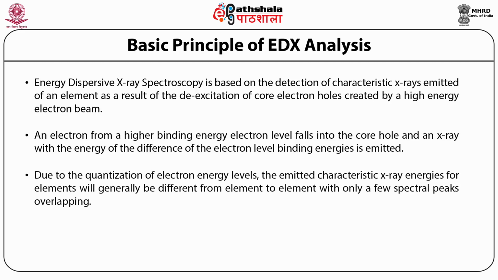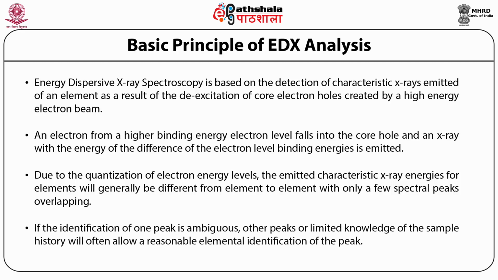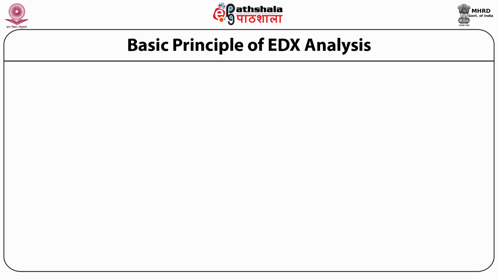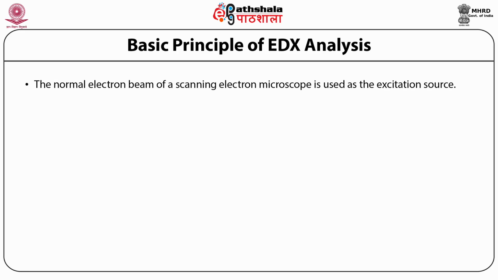Due to the quantization of electron energy levels, the emitted characteristic X-ray energies will generally be different from element to element, with only a few spectral peaks overlapping. If the identification of one peak is ambiguous, other peaks or limited knowledge of the sample history will often allow a reasonable element identification of the peak. The normal electron beam of a scanning electron microscope is used as the excitation source. The sample is effectively the anode of an X-ray source.